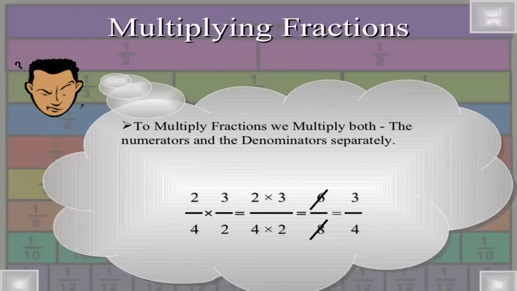Now, multiplying fractions. To multiply fractions, we multiply both the numerators and the denominators separately. Here, two fractions are there. First is 2 by 4, second is 3 by 2. 2 threes are 6, 4 twos are 8. Look here, the 6 and 8, numerator and denominator, both are divisible by 2. So we will divide 6 by 2 and 8 by 2 and reduce it, and now it will become 3 by 4. In this way, we can reduce the fractions.